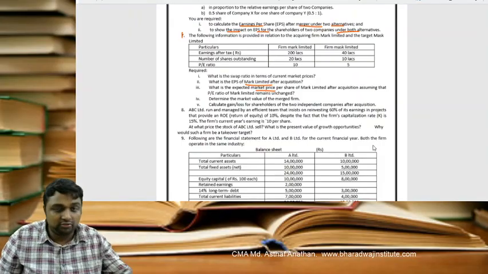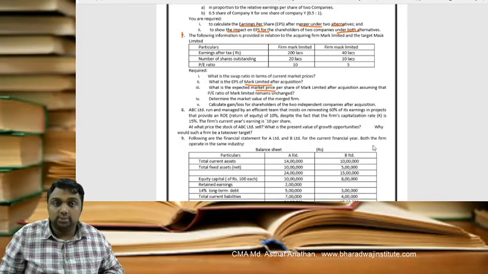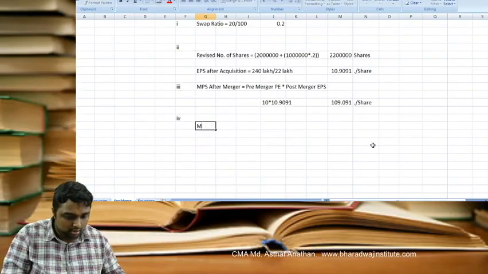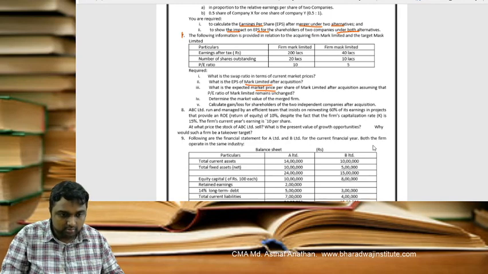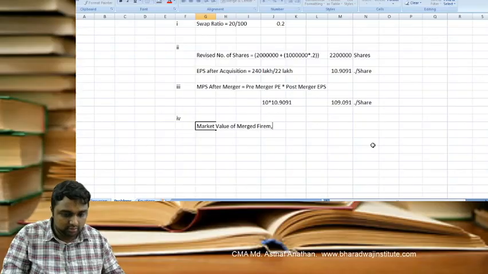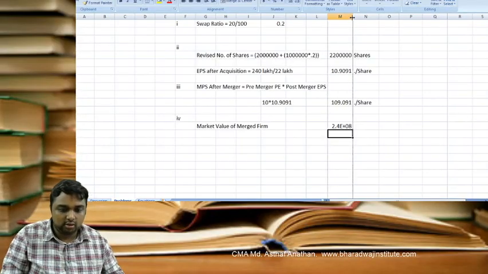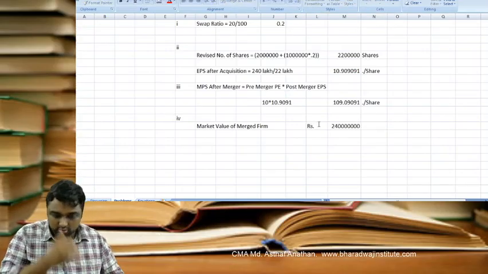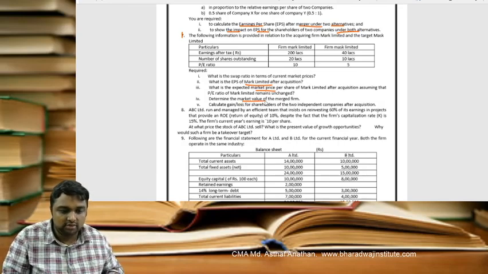So determine the market value of the merged firm. Merged firm, what is the market value? Market value is nothing but number of shares into market price. So merged means you have to take the merged shares. Market value of merged firm will be 22 lakh shares into 109 per share. You will get an answer of rupees 240 crores. Now, determine merged value. We have done that.